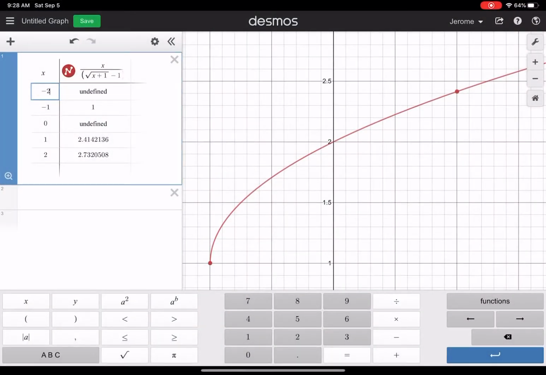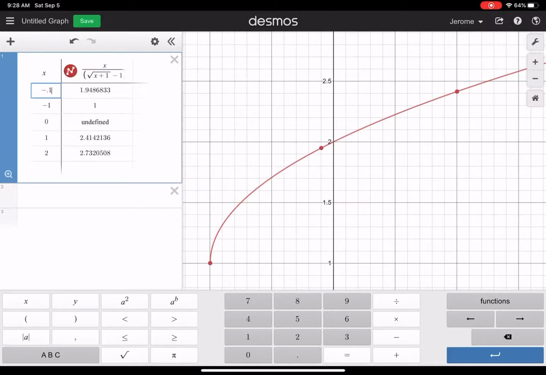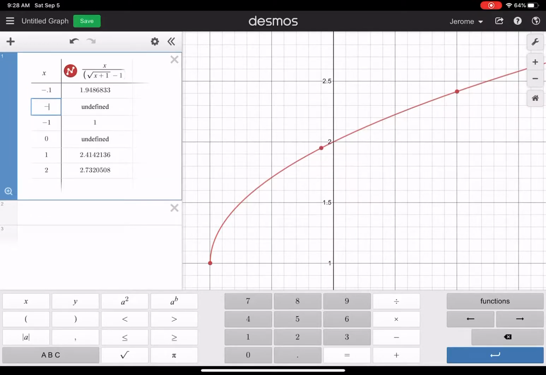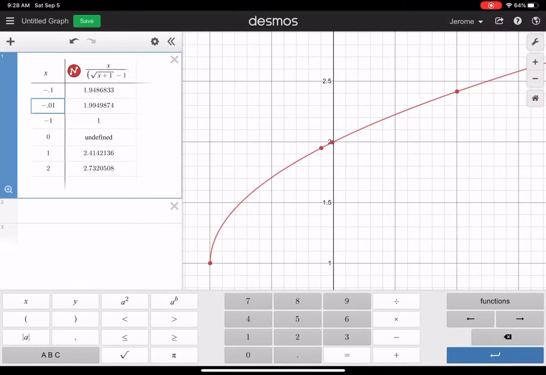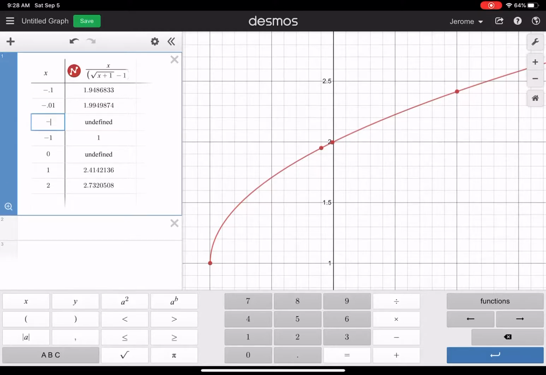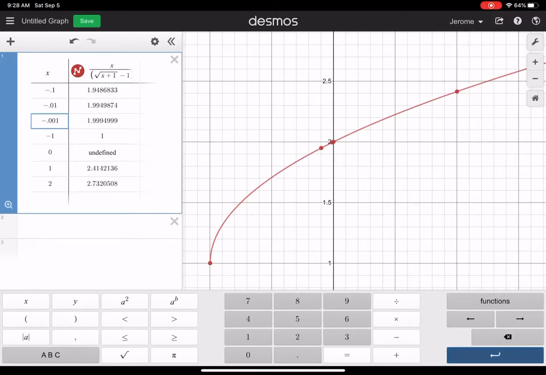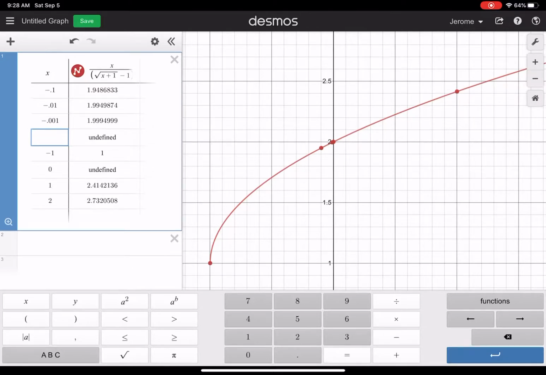All right, coming back over here, get rid of this 2. Keep the negative sign, 0.1, enter. And then how about a negative 0.01 and a negative 0.001. All right, and then it does look like that's approaching 2.